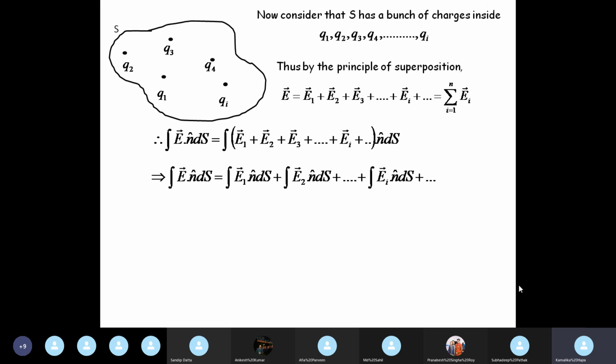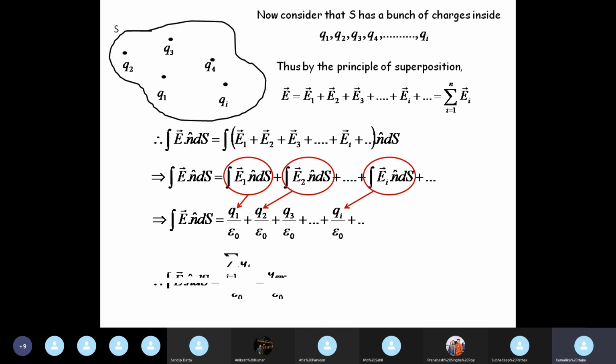And then, therefore, for the integral of E dot n cap dS, you write E as the sum of the individual fields produced by the individual charges, and then you can separate the integrals, and for each integral you apply Gauss's law, and you get q1 by epsilon naught, q2 by epsilon naught, etc. And so finally the integral of E dot n cap dS is the sum of all the discrete charges divided by epsilon naught, so Q enclosed by epsilon naught, where capital Q is q enclosed. All right, so this is how we prove Gauss's law.